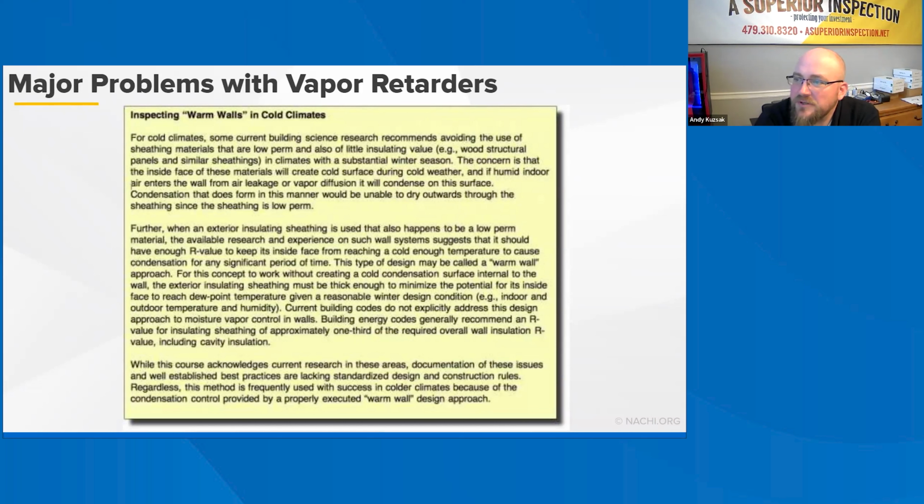Incorrect installation of vapor retarders often causes moisture problems. Vapor diffusion, high indoor humidity, and air leakage contribute significantly to these issues. Properly installed vapor retarders prevent humidity within the building assemblies.